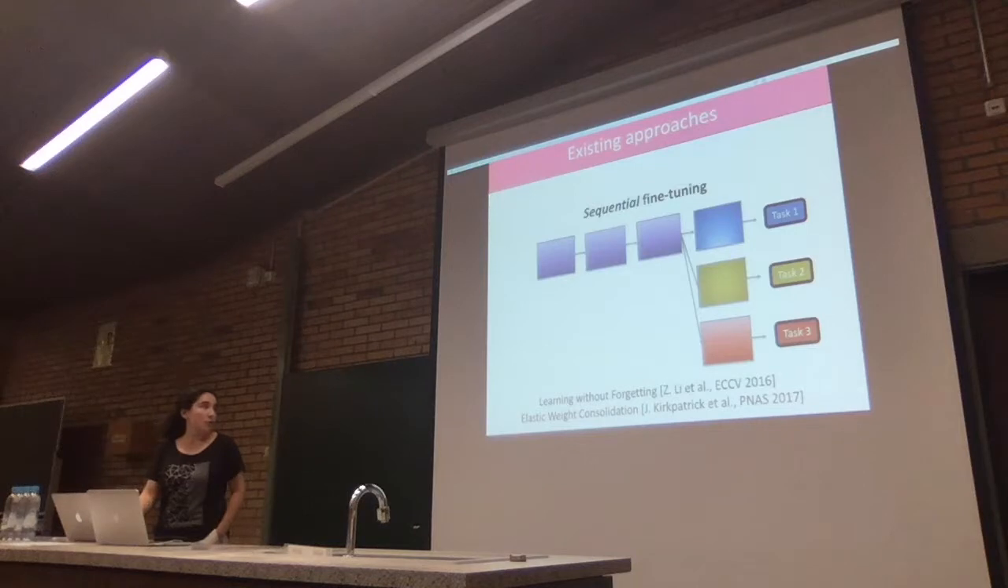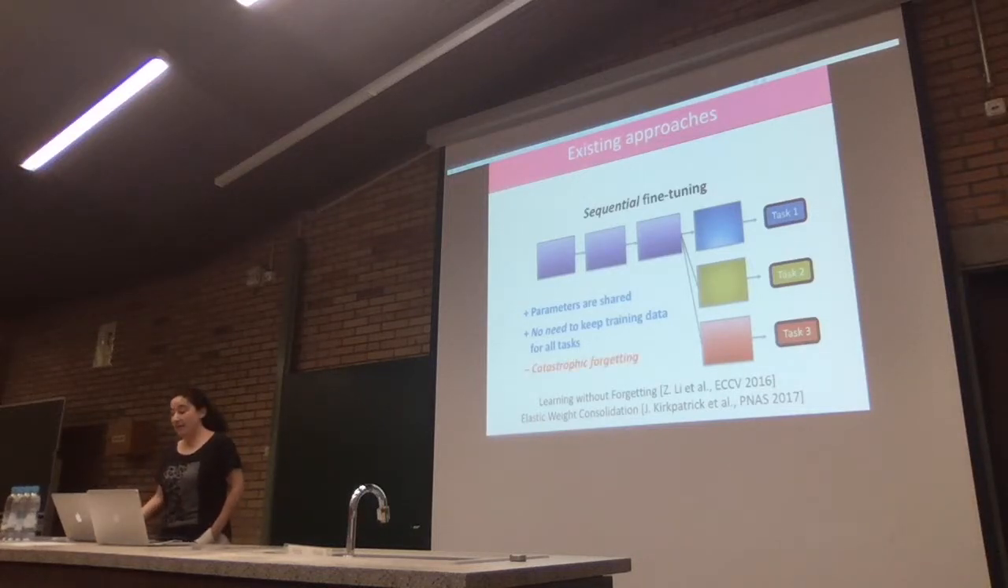So these approaches are interesting. They share parameters, which is what we want, and we don't need to keep all the training data around, but they still suffer from something that's known as catastrophic forgetting, meaning that the performance on older tasks degrades as you introduce new tasks. And you usually can't provide hard constraints. You can't provide guarantees on how well you're going to continue to do on old tasks. You're just going to drift.